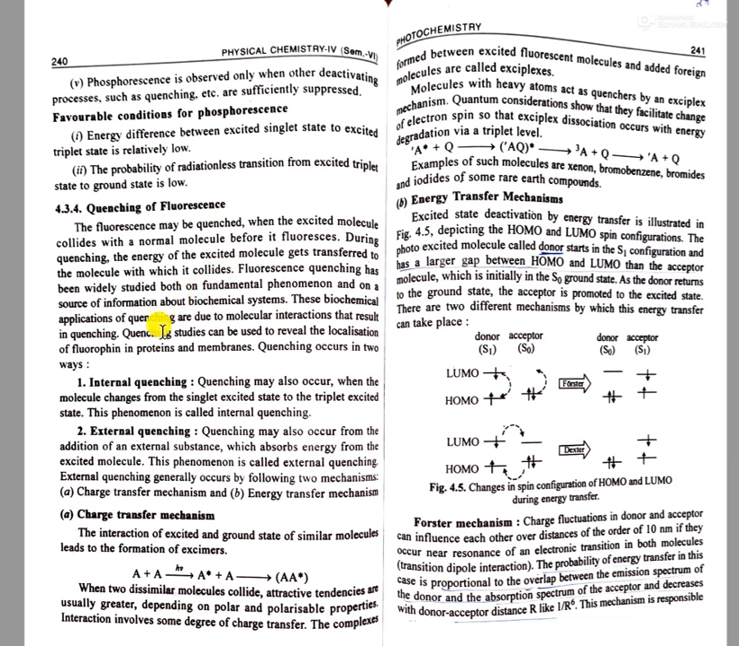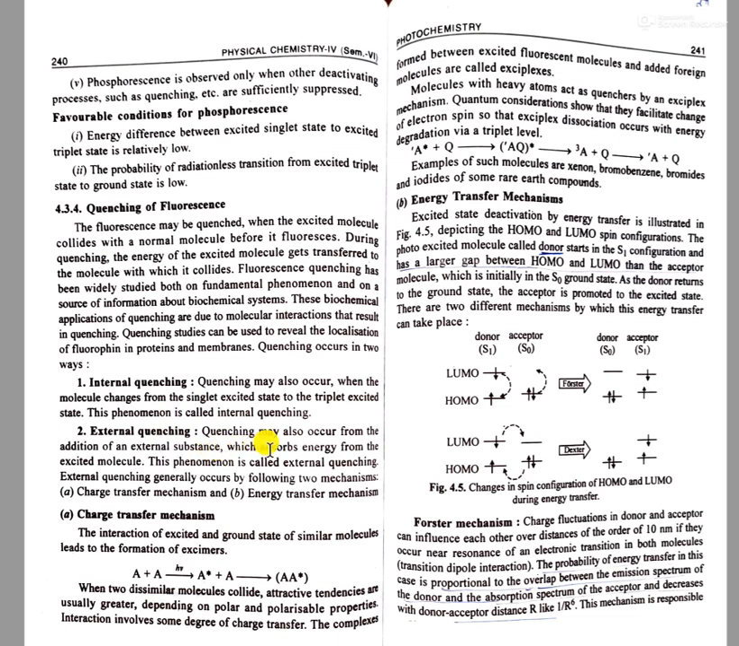So there are two types of quenching mechanism. The first one is the internal quenching and the second is the external quenching. Internal quenching occurs within the molecule. That is, when a molecule changes from a singlet excited state to a triplet excited state, this phenomenon is called internal quenching. Whereas in external quenching, an external substance is involved in this quenching mechanism.